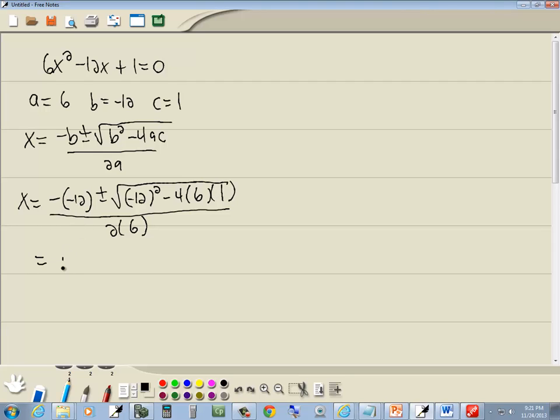Negative negative gives us a positive 12, plus or minus square root. Negative 12 squared is 144, minus 4 times 6 times 1 is 24, over 12. Which gives us 12 plus or minus square root of 120 over 12.